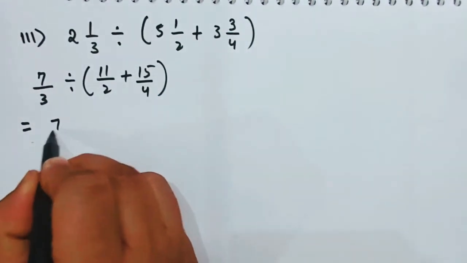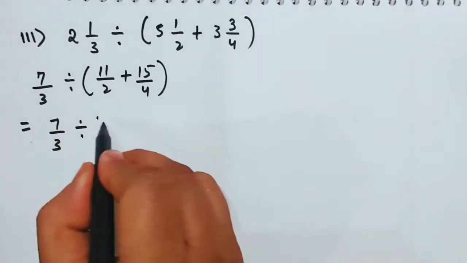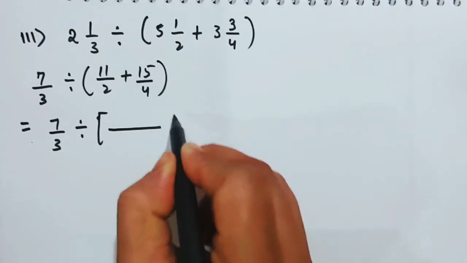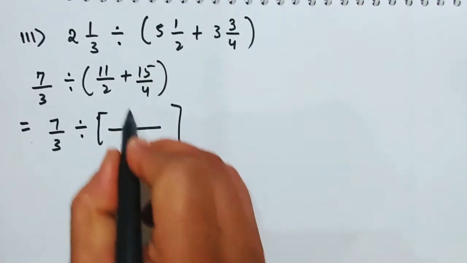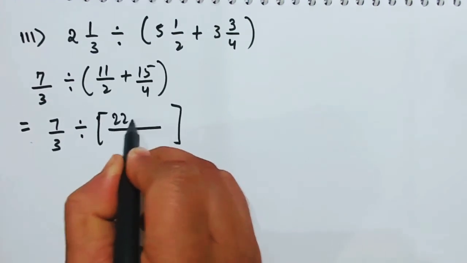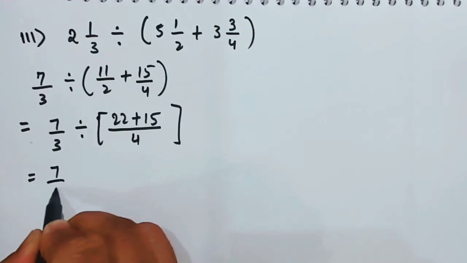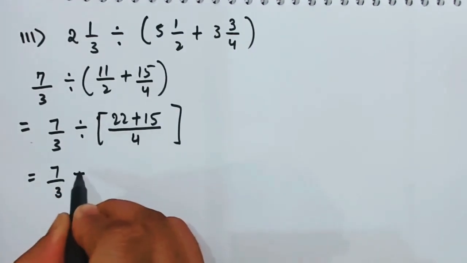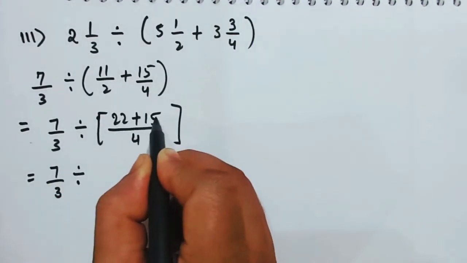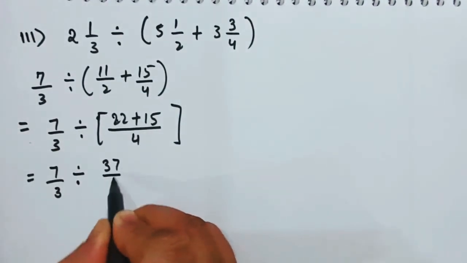So 7 by 3 divided by, who will solve the bracket? I will solve the bracket. I am solving it also. LCM is equal to 4. So here 22 plus 15, is equal to, dear, 7 by 3 divided by how much? 22 plus 15 is 37 by 4.